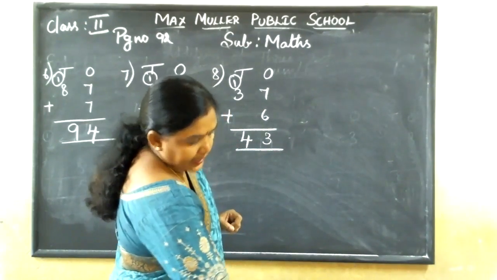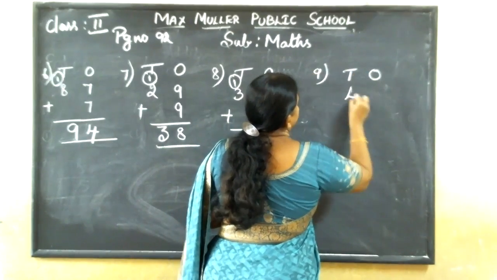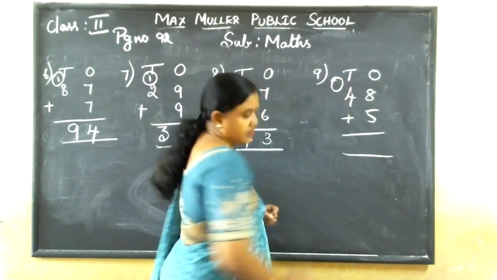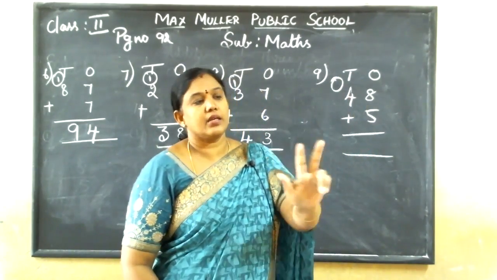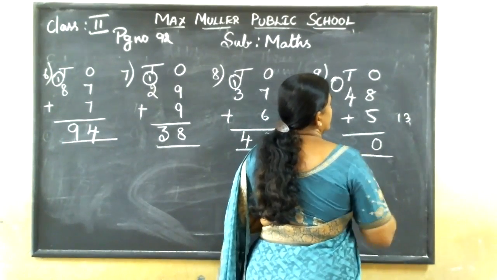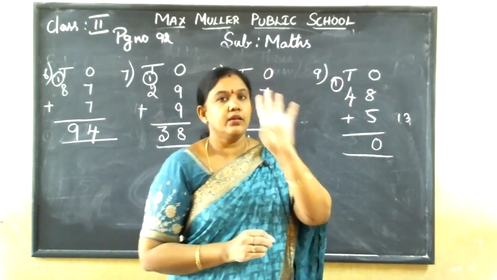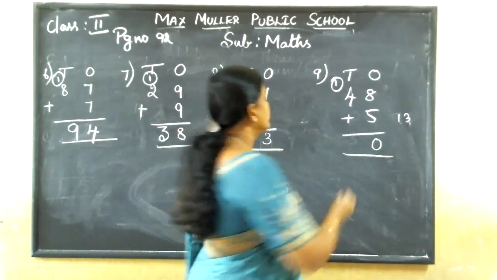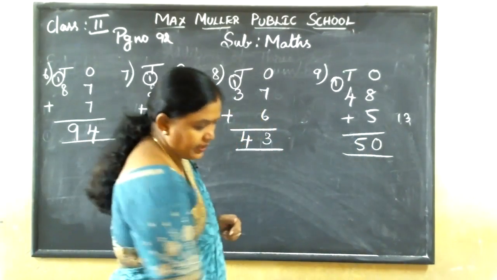Now 48 plus 5, ninth one. 48 plus 5. 8 in the mind, 5 in the finger. After 8, 9, 10, 11, 12, 13. 3 you write in the ones column, 1 you will carry to tens column. 1 plus 4, 1 in the mind, 4 in the finger. After 1, 2, 3, 4, 5. 50. We finished exercise number 5.